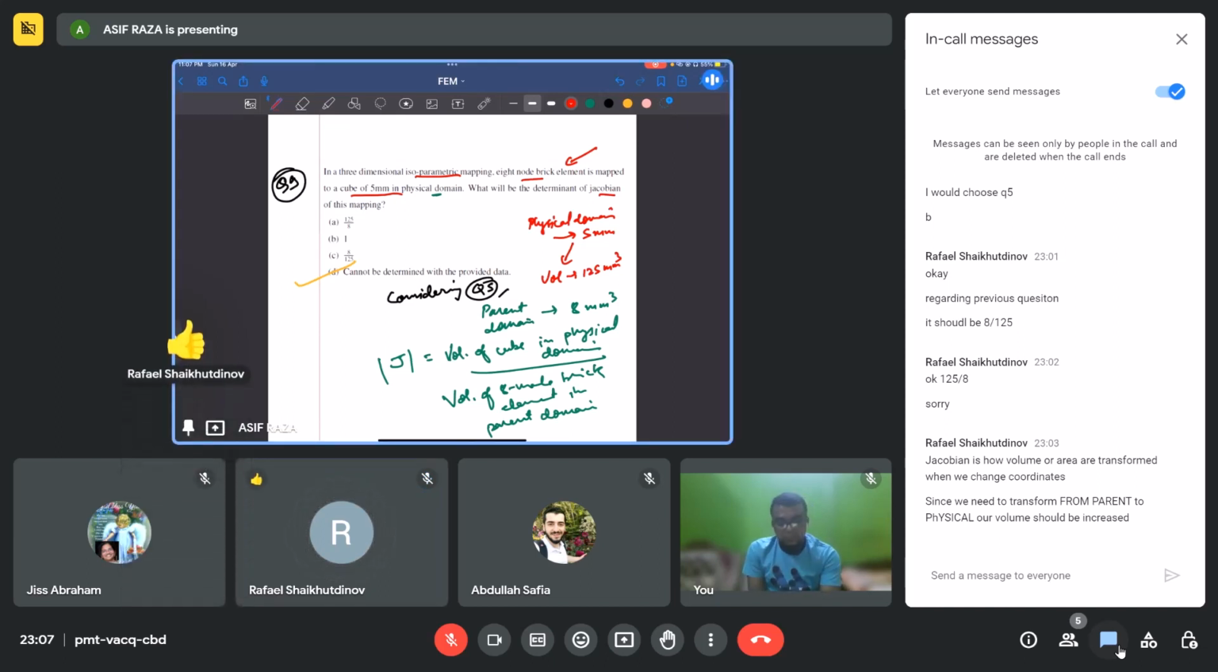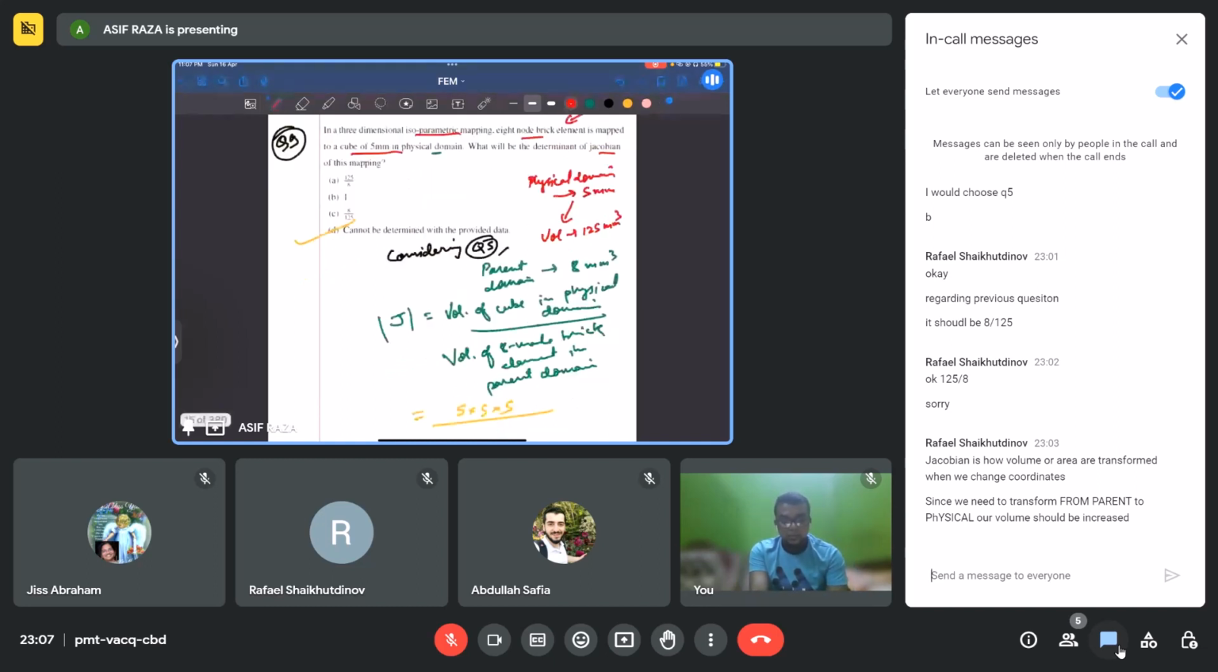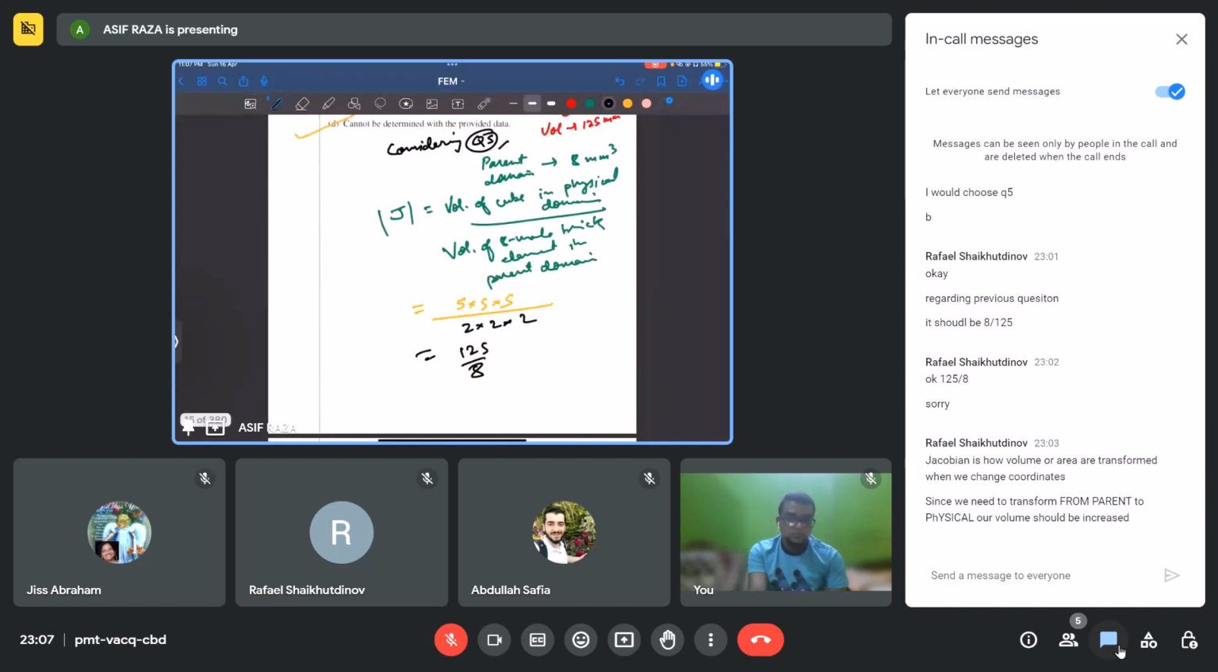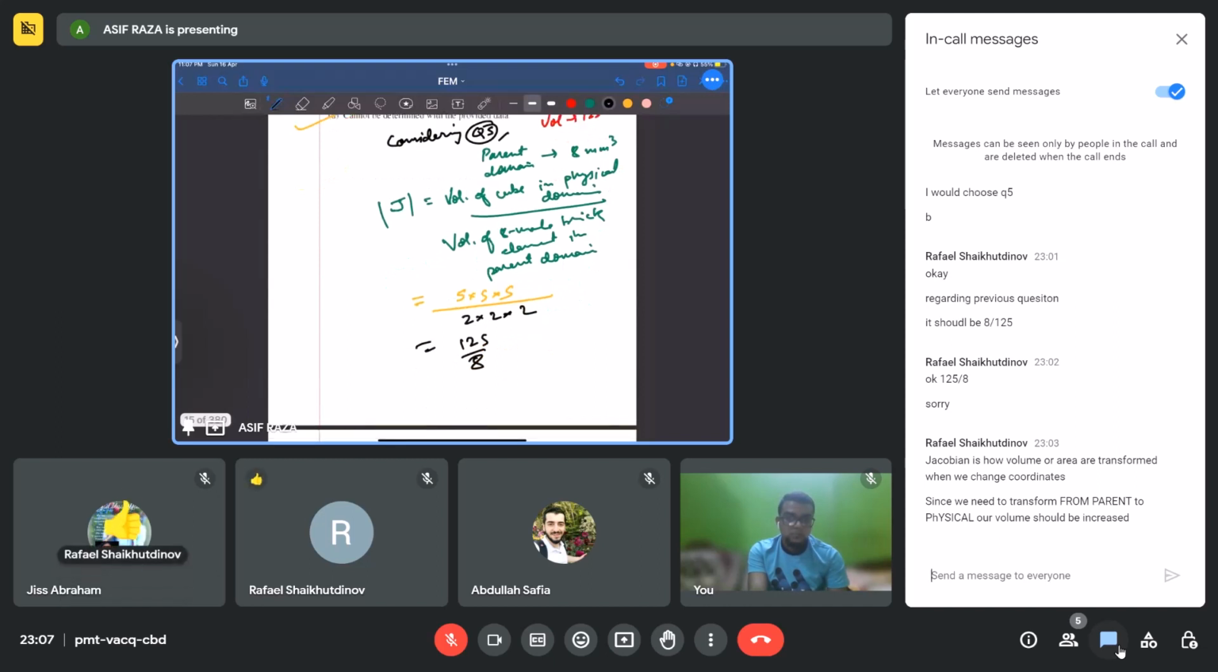So that's why, if we see only this question, it cannot be determined with the provided data. But if we consider question 5, there the parent domain was 8 mm cubed. So with that, our finding would be this: 2 by 2 by 2, it will be 125 by 8. Okay, I hope it's clarified now. Can we move on? I hope others are also satisfied, Jis and Abdullah.